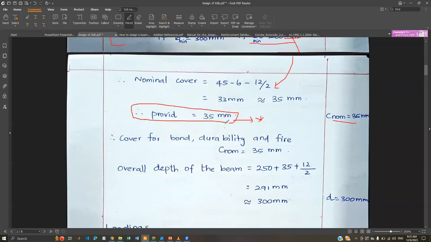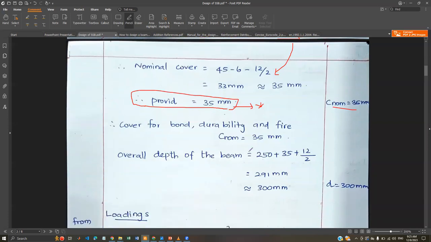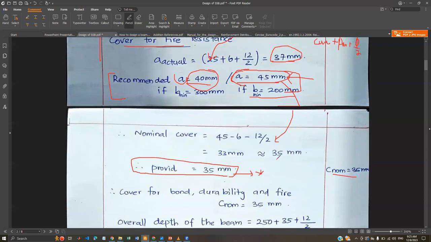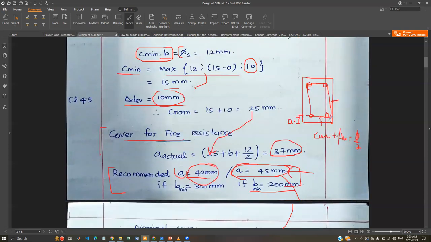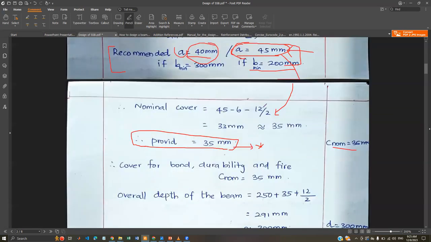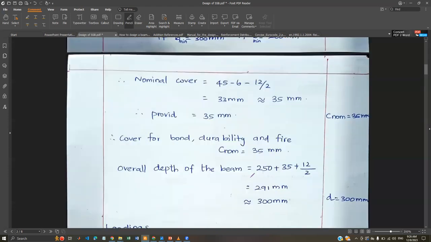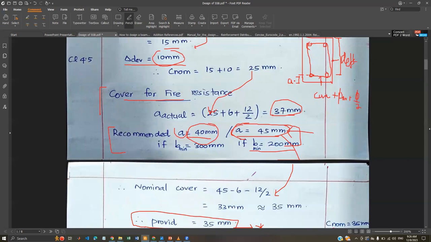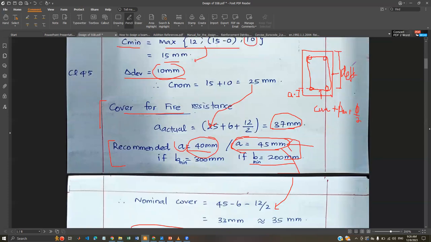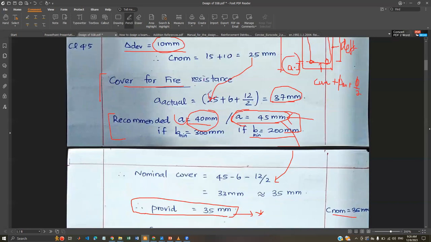Now, right after I have found my C nominal, the next step is to find the effective depth of the beam, because when I change the cover, the effective depth and overall depth will also vary. That is what we have done for the slab. So we need to find the effective depth, and before that I need to find the total depth by incorporating all the parameters I have calculated so far.